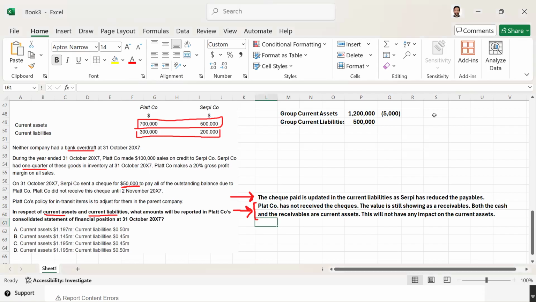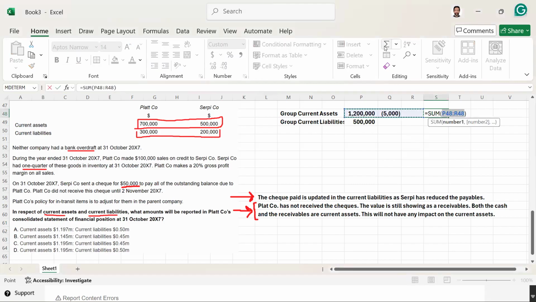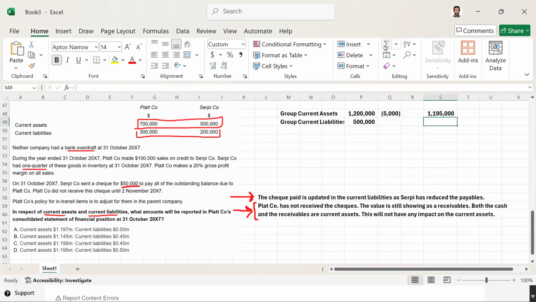We take this figure, we sum up these two figures. So that is 1.195, and no change in the liability section. So that is 500,000. If they have given these figures in millions, that would be 1.195, and that would be 0.5. Okay, so these figures are rounded. Let me just unround them to 3 decimal places. So this is the answer.